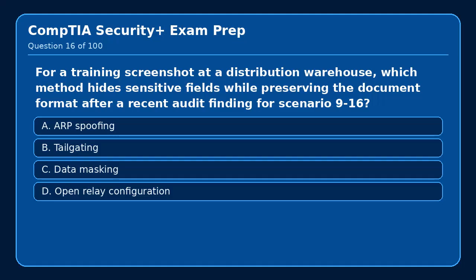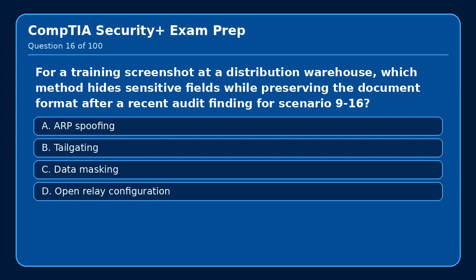The answer is C. Data masking. Data masking conceals sensitive values while keeping realistic structure for training or testing. ARP spoofing, open relays, and tailgating are security risks, not privacy-preserving data handling methods.